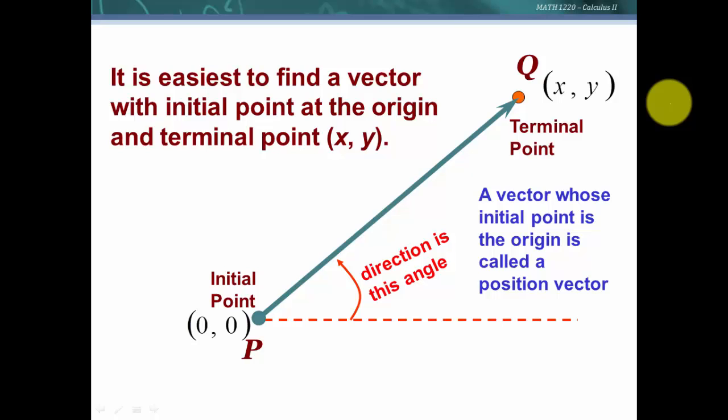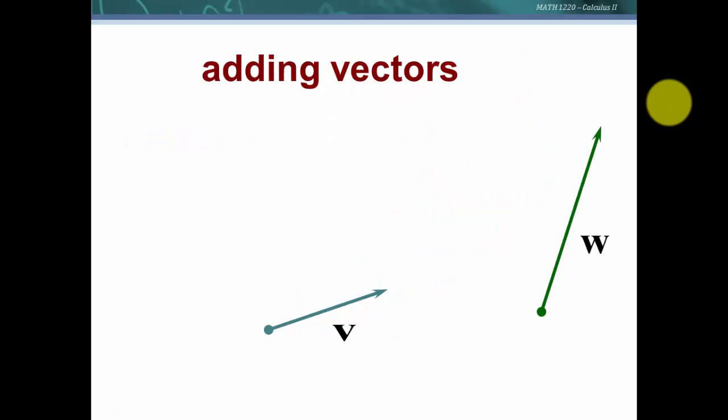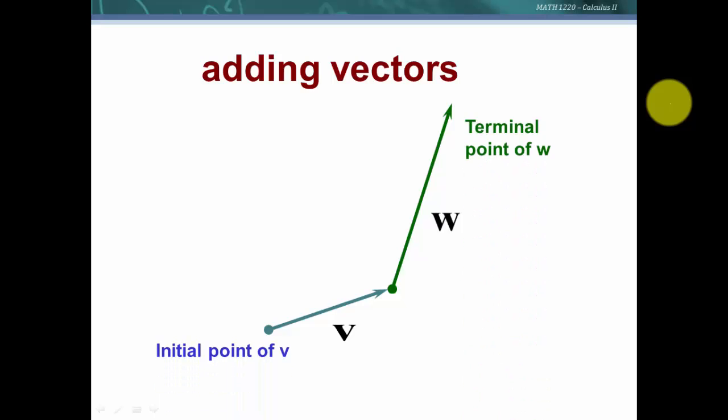Now when we add vectors, we put the tip of the first vector to the tail of the second vector. So we would move this over because we have an equivalent vector. They're equal as long as they have the same magnitude and direction. And then the sum would be where we started, the initial point, and where we ended up, the terminal point of W. So this is the sum right here.